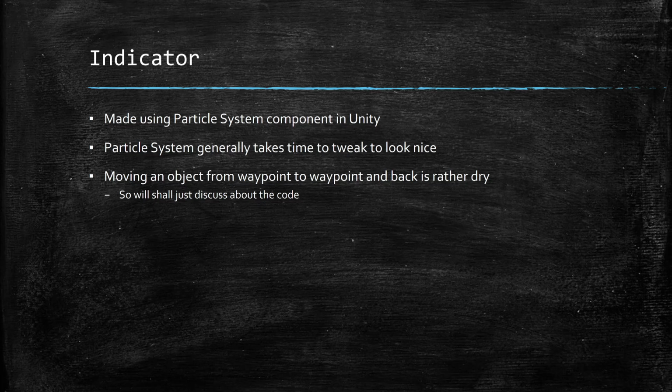For this tutorial, it's not so much about tweaking the particle system, but more about how to make an object move along a given path. We got this path from the previous assignment, where we used snap mesh agents to find the path and to draw lines along it. In this indicator tutorial, we're also going to see how we can move this object along the path from waypoint to waypoint. It's a rather dry topic, so we'll just be discussing the code, and we won't be coding line by line.